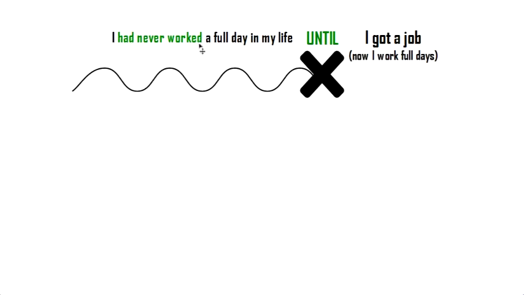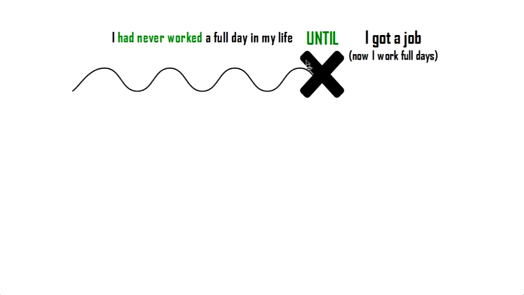I had never worked a full day in my life until I got a job. So that means that, well, now I work full days. But until I got a job, I had never worked a full day in my life. Now, when I use until in the past tense, I'm often using the past perfect grammar. Had, in negative, had never, and here's my past participle, worked.